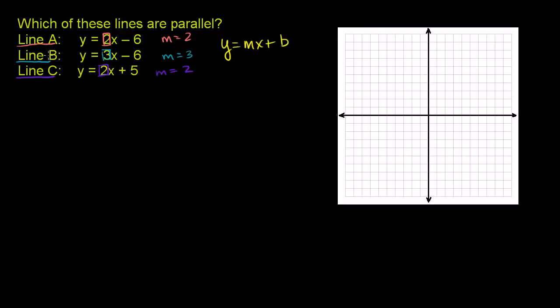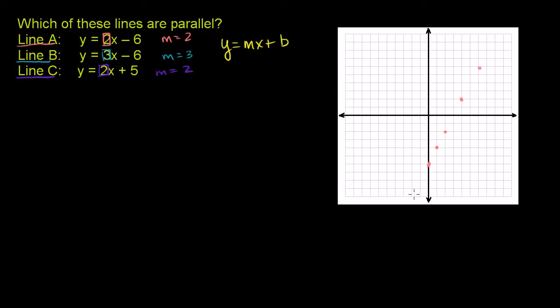And to see that, let's actually graph all of these. So line A, our y-intercept is -6. So the point 0, 1, 2, 3, 4, 5, 6. And our slope is 2. So if we move 1 in the positive x direction, we go up 2 in the positive y direction. 1 in x, up 2 in y. If we go 2 in x, we're going to go up 4 in y. And you're going to see it's all on the same line.